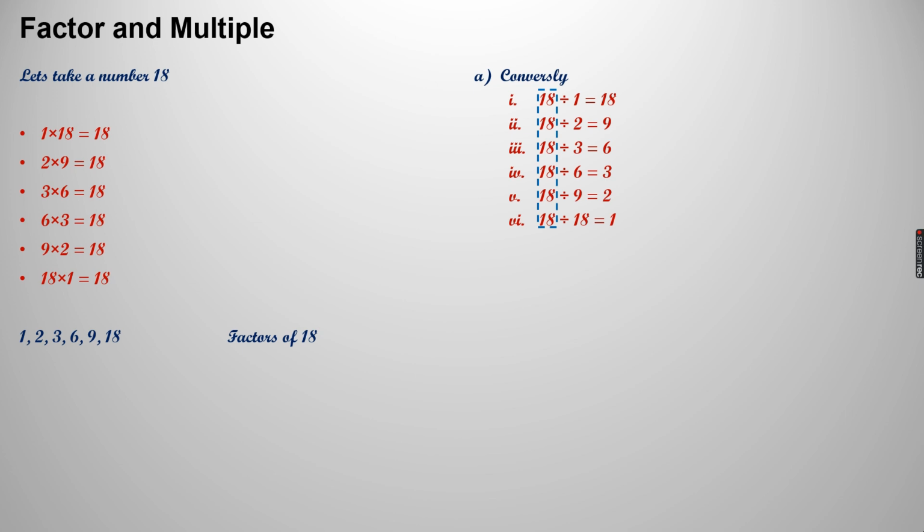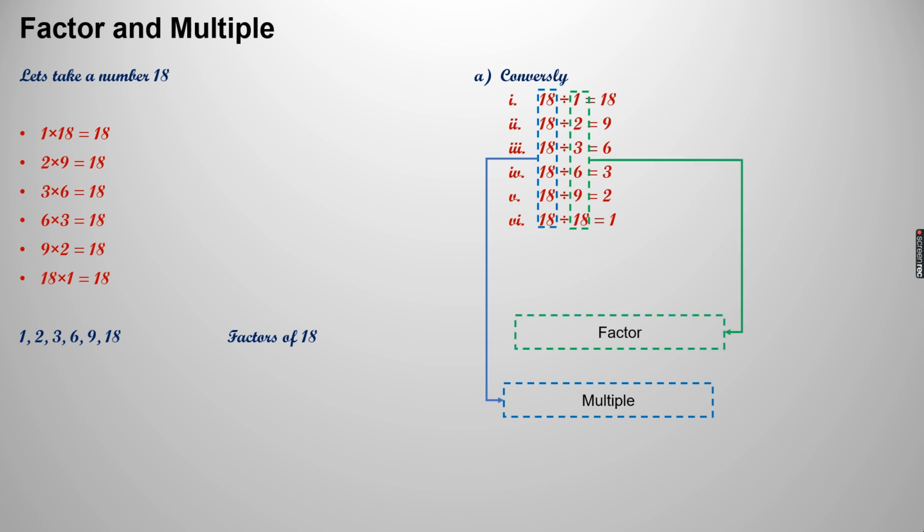Now, this numerator, 18, we call it the multiple. And the denominators, 1, 2, 3, 6, 9, and 18, they are factors. A factor is a number that when you put it as a denominator to any numerator, you don't have a remainder. It's entirely divisible.